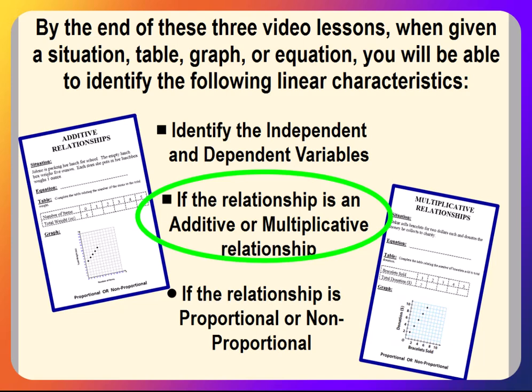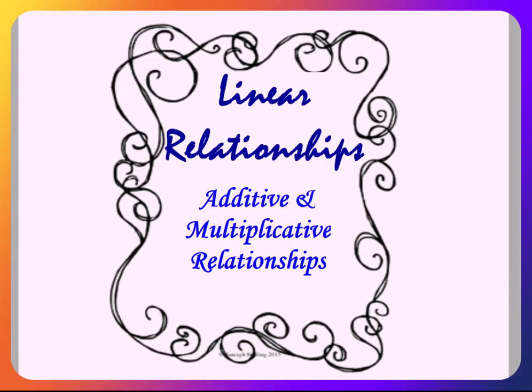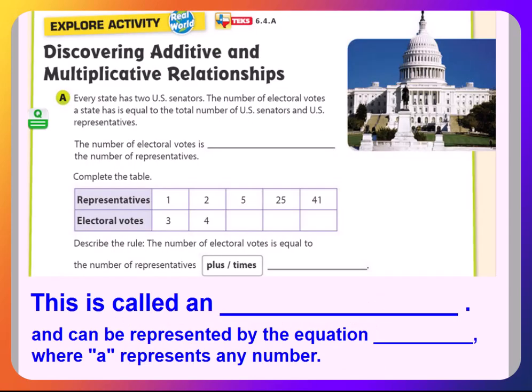So in our first video, we talked about how to identify independent and dependent variables when given tables, graphs, equations, situations. And now we're going to talk about how to identify if the relationship in tables, graphs, situations, equations are additive or multiplicative relationships. So make sure that you're taking good notes as you're watching the video. Okay, additive and multiplicative relationships. So let's do some discovery.